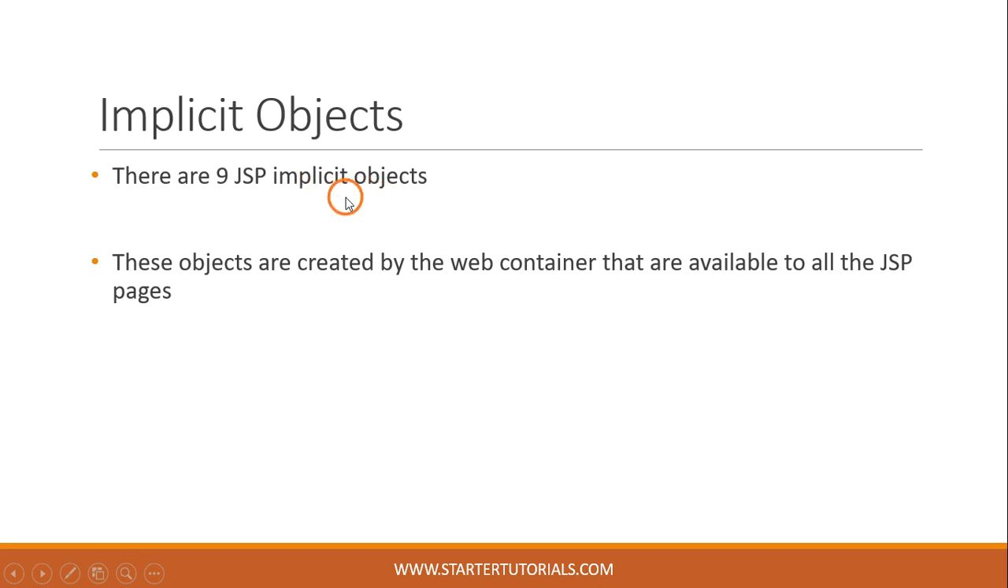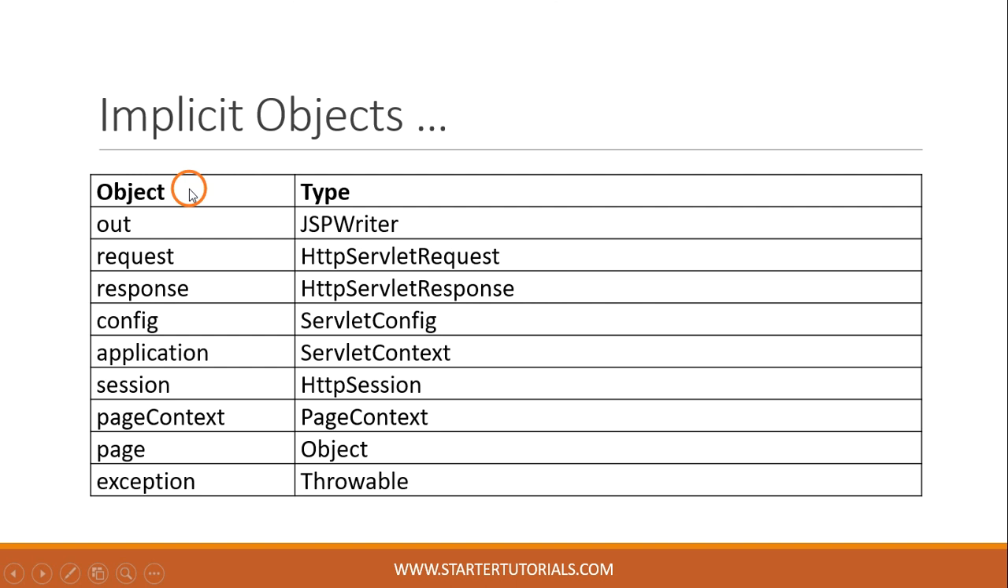You are not going to create the objects; they are already created for you, and you can use them directly. Now, who is going to create these implicit objects is the web container. So remember this point. The implicit objects available in JSP are out, request, response, config, application, session, page context, page, and exception.